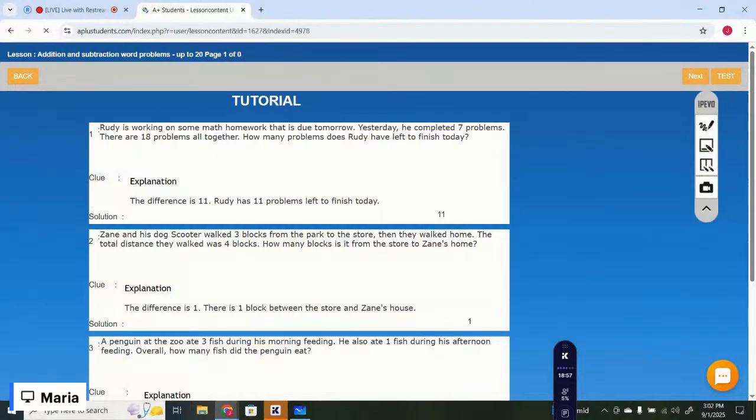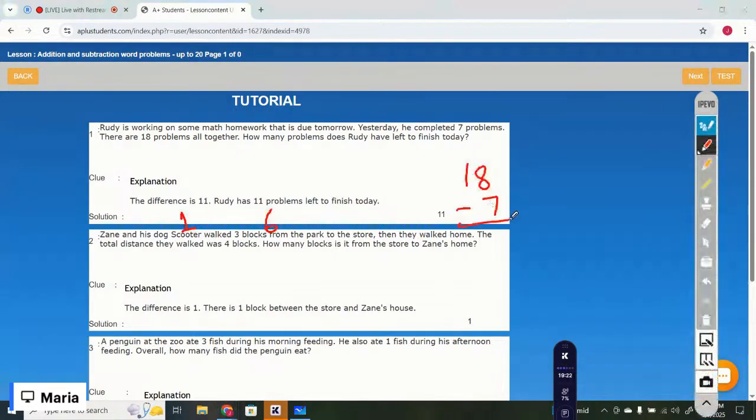Rudy is working on some math homework that is due tomorrow. Yesterday he completed 7 problems. There are 18 problems altogether. How many problems does Rudy have left to finish today? So the total problems he has is 18. 7 of them he already finished. So you need to do 18 take away 7. So 8 take away 7 is 1 and bring the 1 down. So we have to do 11 problems today.